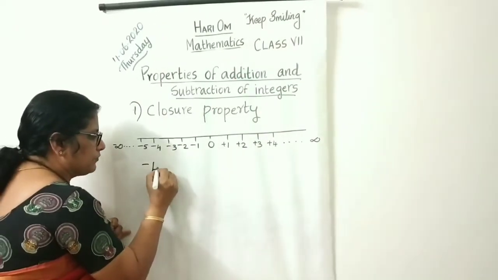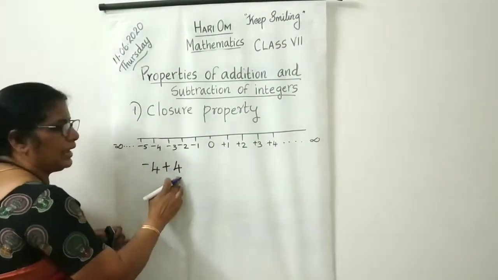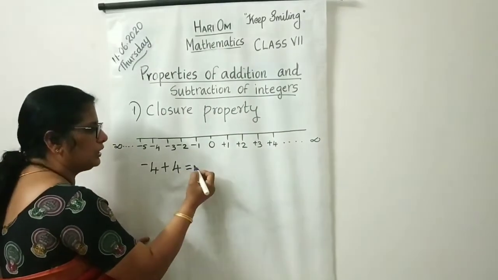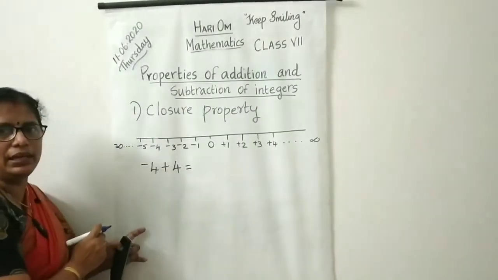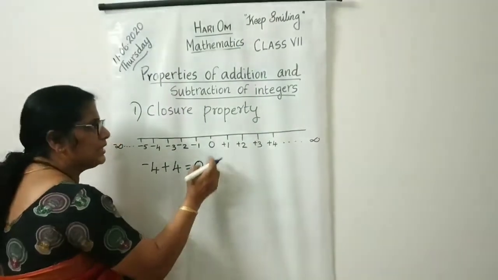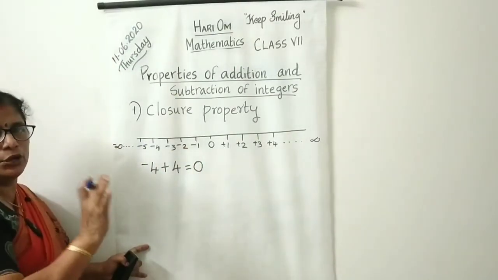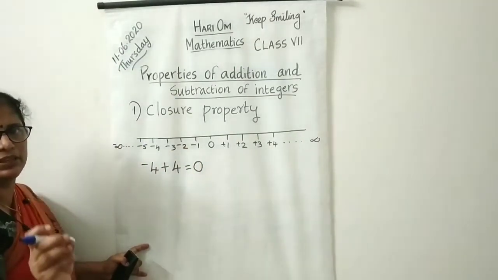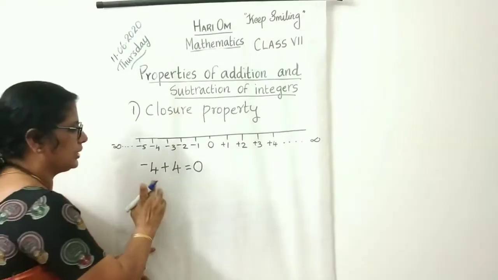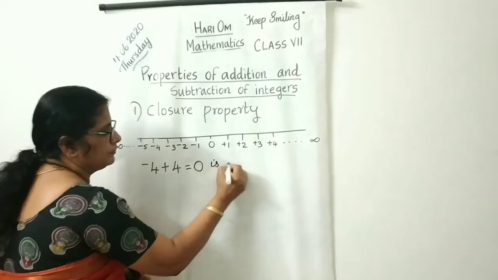Suppose you take minus 4 and 4. Minus 4 and 4 are integers. So minus 4 plus 4 is equal to what? Minus 4 plus 4 is 0. 0 is an integer. But 0 is neither a positive integer nor a negative integer. But 0 is an integer. So minus 4 plus 4 is equal to 0, which is an integer.